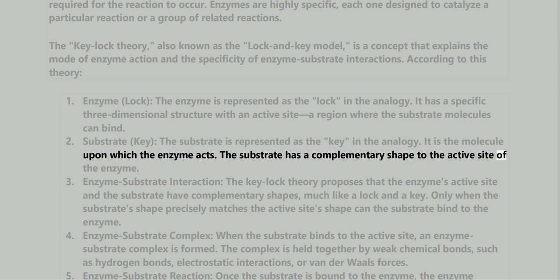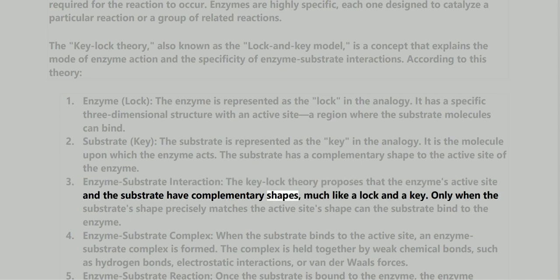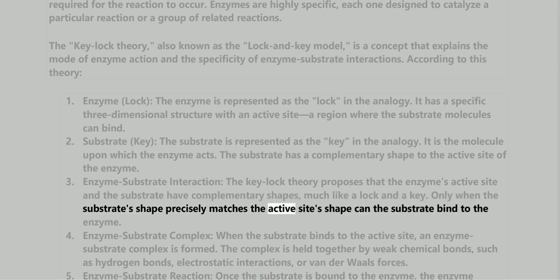The substrate has a complementary shape to the active site of the enzyme. 3. Enzyme-substrate interaction. The lock and key theory proposes that the enzyme's active site and the substrate have complementary shapes, much like a lock and a key. Only when the substrate's shape precisely matches the active site's shape can the substrate bind to the enzyme.